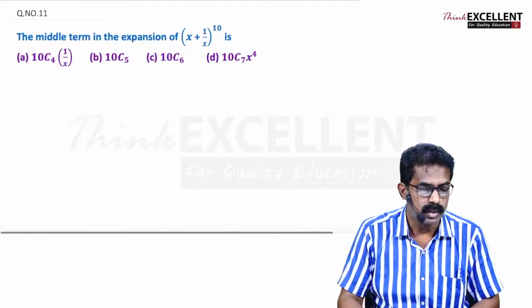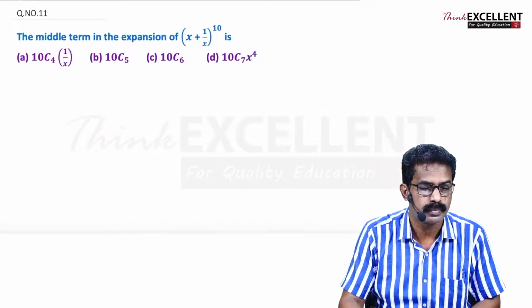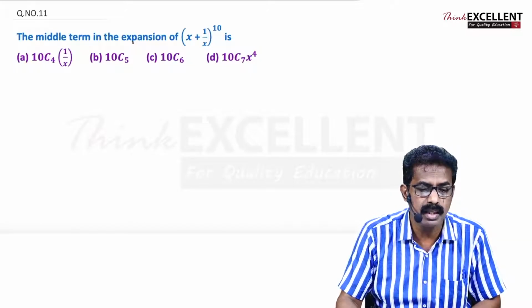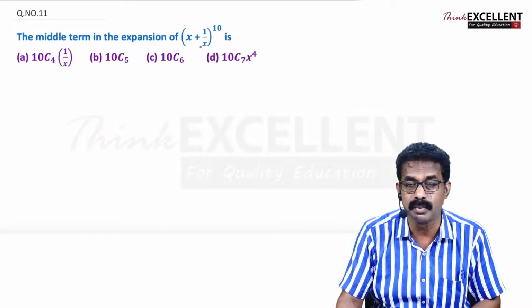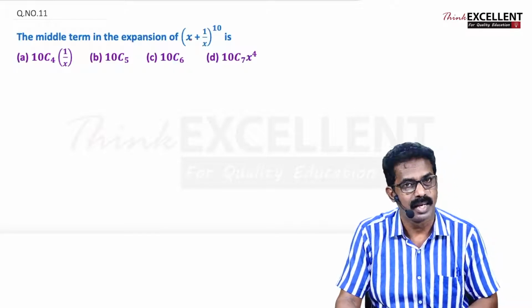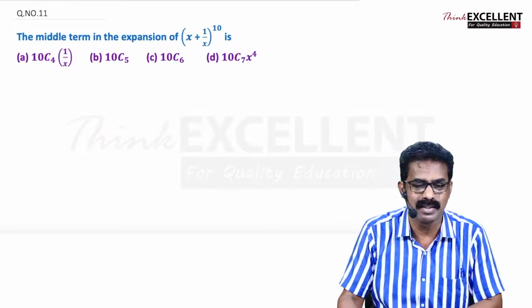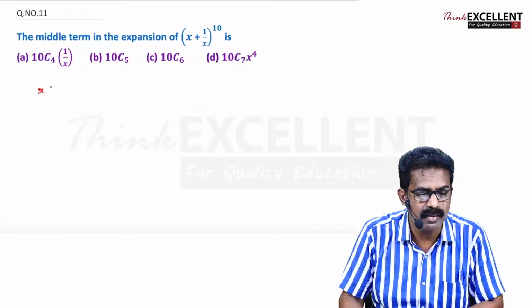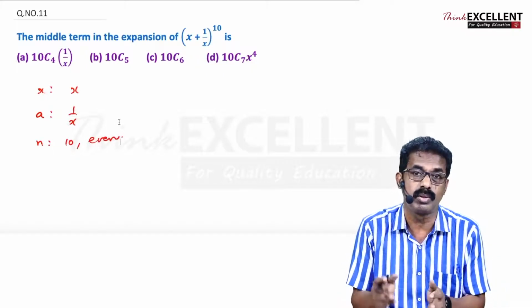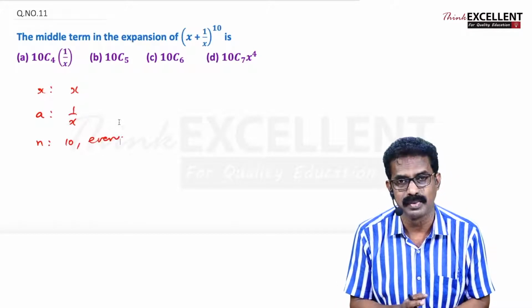Okay, now let's move on to question number 11. They asked to find the middle term in the expansion. Another 3-mark question, right? Compare with the standard form, x plus a raised to n: x is x only, a is 1 by x, n is 10, it is an even number. For the middle term alone, you have to look into whether n is odd or even, right?